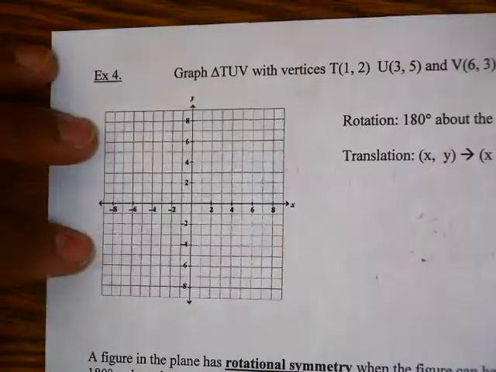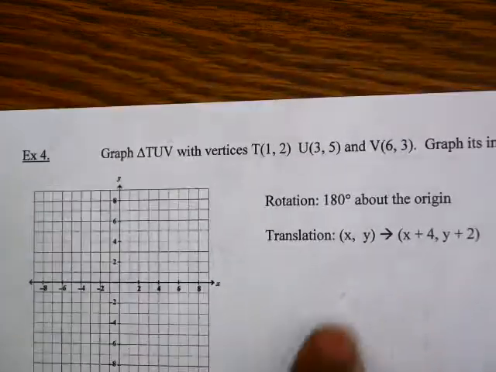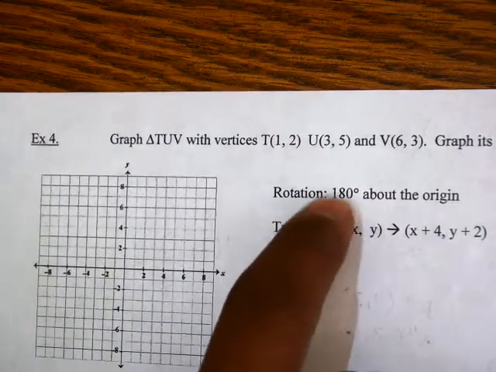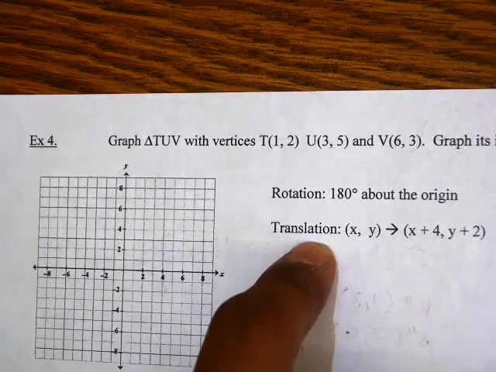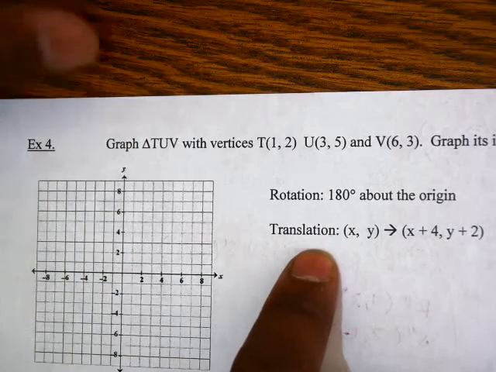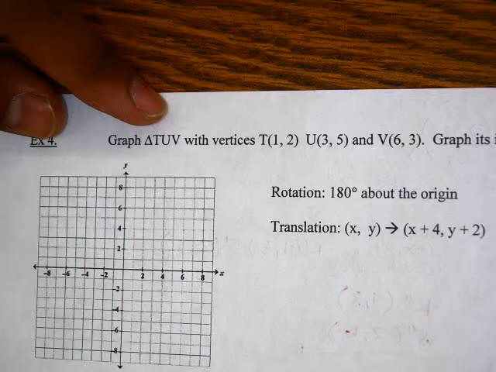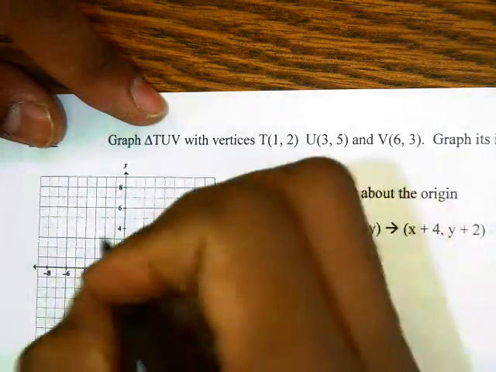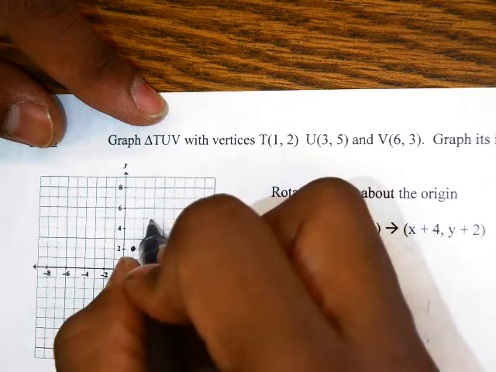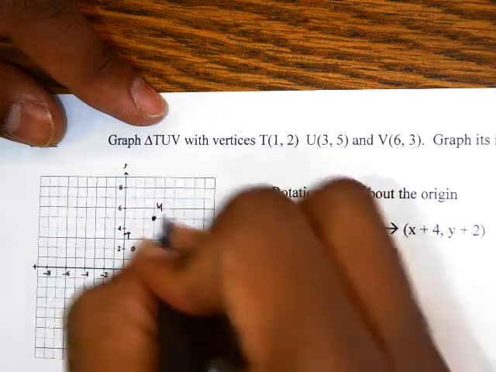I want you guys to go ahead and try number 4. Graph that triangle and then apply these 2 separate transformations on it. Rotate it 180 degrees around the origin and then translate it using the rule x plus 4, y plus 2. Let's go ahead and graph this triangle first. 1, 2, 3, 5, 6, 3. So this is T, U, and V.